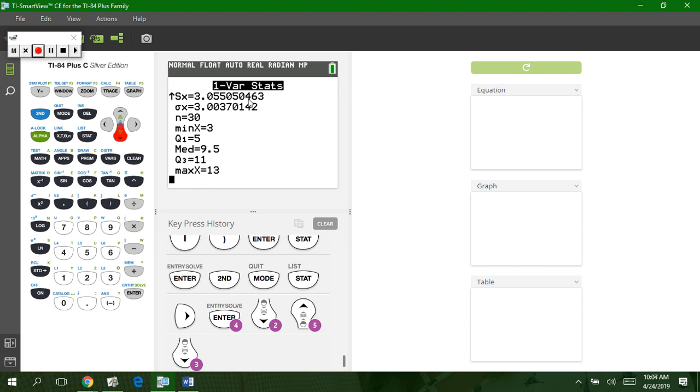See my med? My med is median. And you guys remember what min x, quartile 1, median, quartile 3, and max x tells us? Box and whisker. We're going to be doing that in just a second. So let's try and write those numbers down so we don't have to come back to this. Min 3, max 13, quartile 1, quartile 3, and the median.